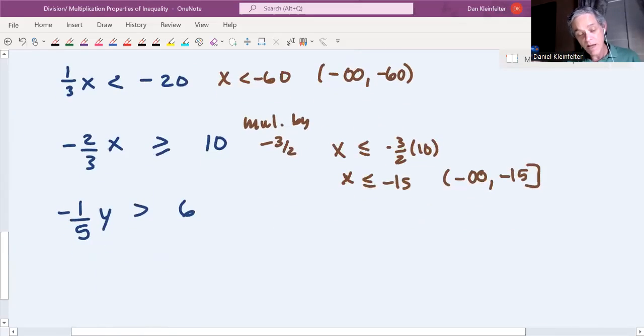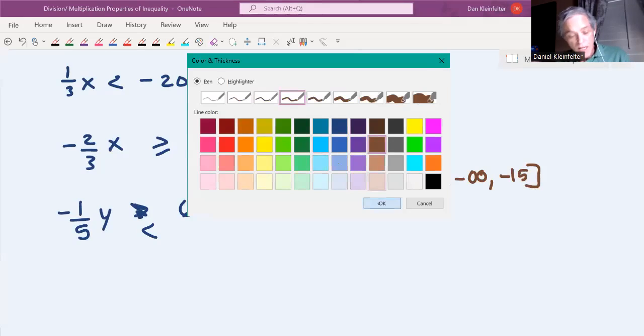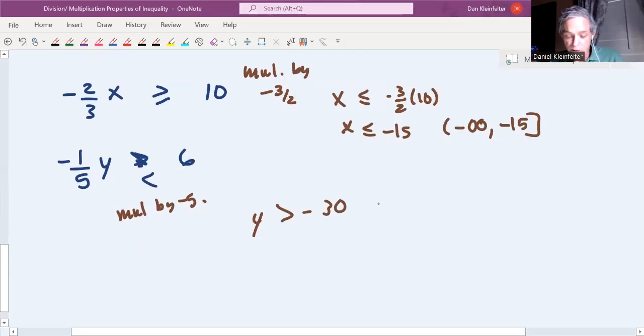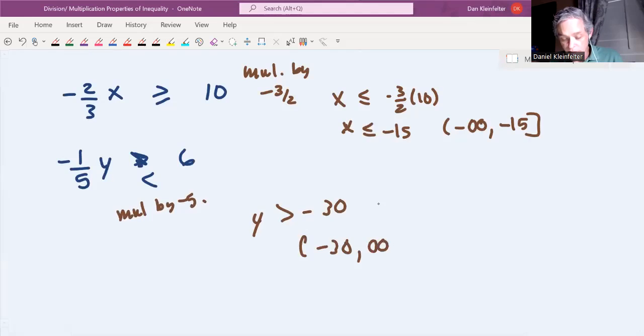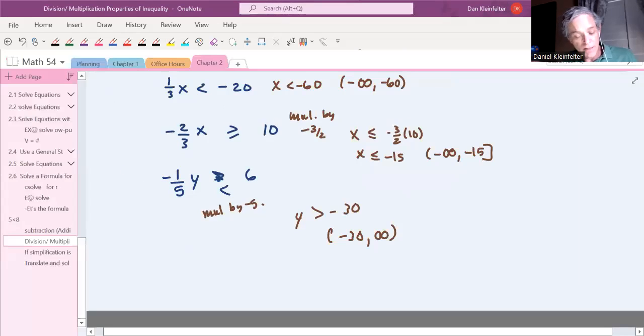All right, last one, we have negative 1/5 y is greater than 6. I've done a lot of greater than, so let me make this one less, just for variety's sake. So let's change that around. So we have negative 1/5 y is less than 6. So we're going to multiply both sides by negative 5. So this will give us y, and now that will be greater than negative 30, because we've multiplied by a negative. So negative 30 up to positive infinity. Okay, so hopefully that is clear. If not, let me know if you have any questions.